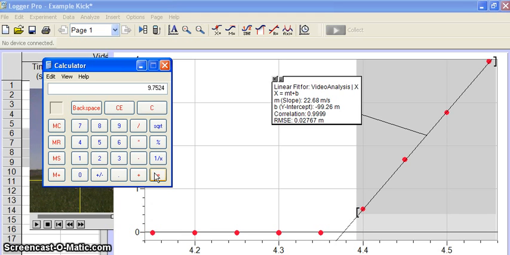I then go on to find the time in contact. Okay, and the time in contact was 1 frame, so that's 1/30th of a second, so I'm going to take 1 and divide it by 30, and that gives me 0.0333 seconds.